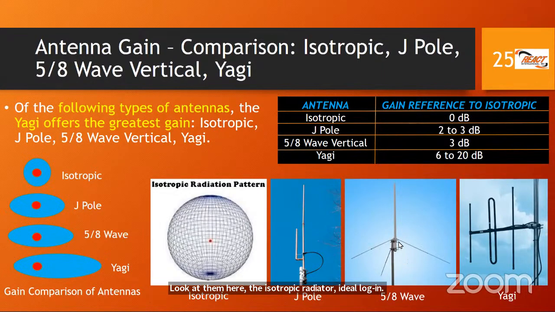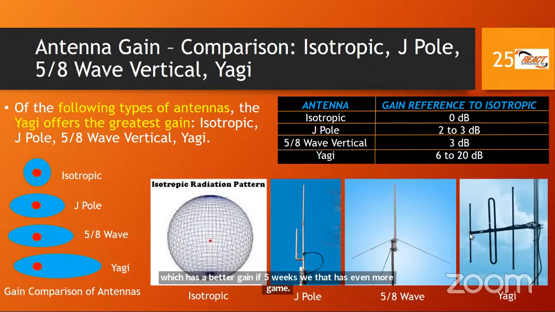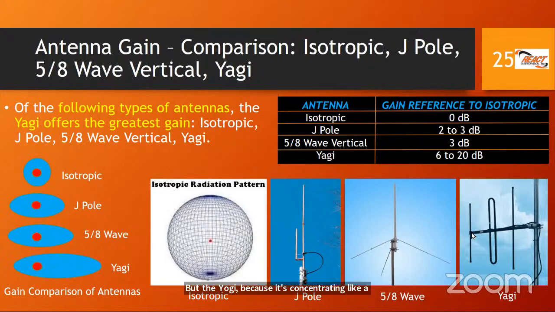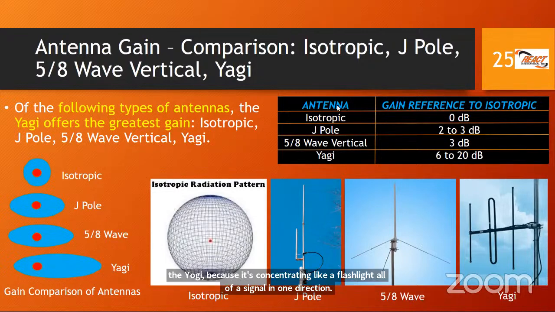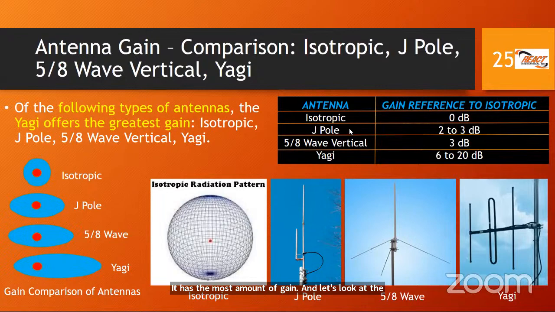The 5/8 wave has even more gain. But the Yagi, because it's concentrating like a flashlight all of the signal in one direction, has the most amount of gain. Let's look at the actual gain figures. The isotropic, we said, is 0 dB gain. No gain at all, right? That's the reference antenna that we're using.